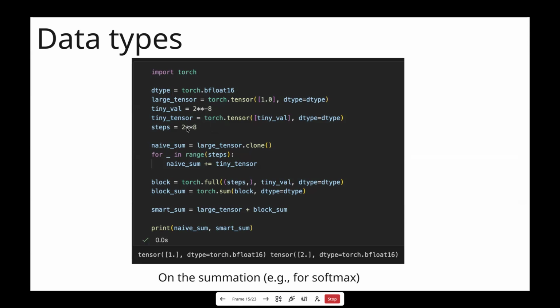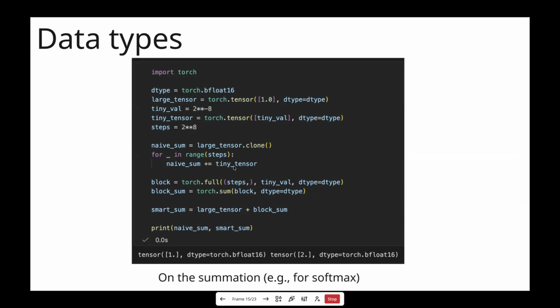But there are two ways of doing that. The first one is naive, where we iterate the number of steps, and at every step we do the addition of this tiny tensor. And another one is blockwise, where you first accumulate all the small numbers together and then do the final addition, which is the original one and this accumulated number. If you print the results, you might expect that they should be similar. Both ways of computing the values could be equal to 2, but actually no, this turns out not to be true.